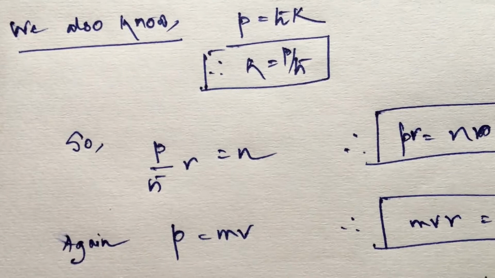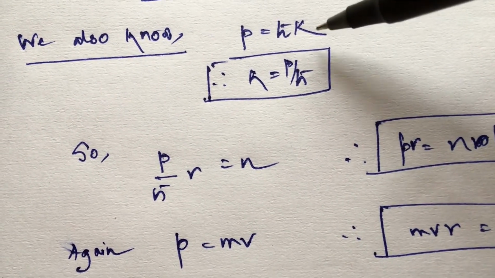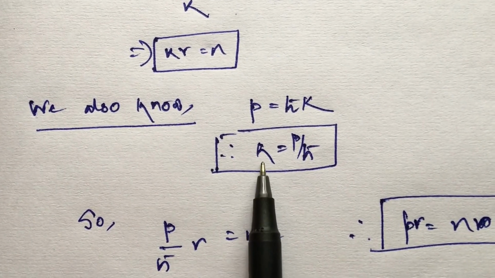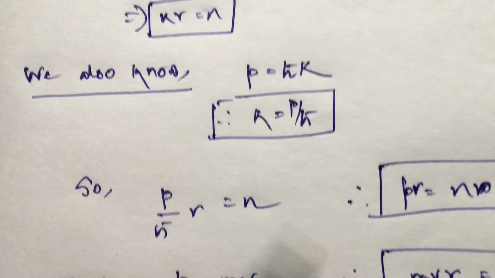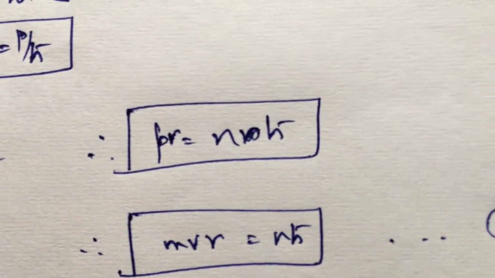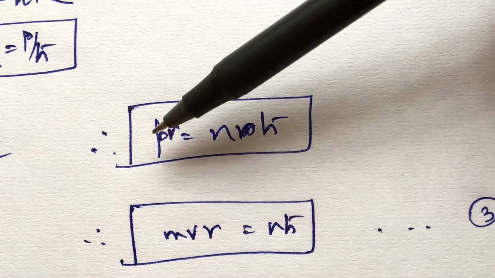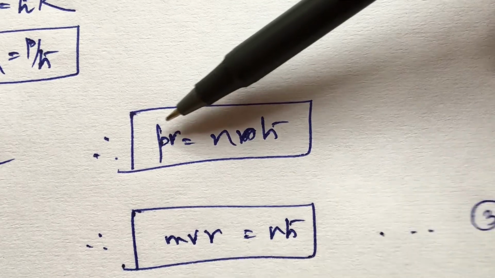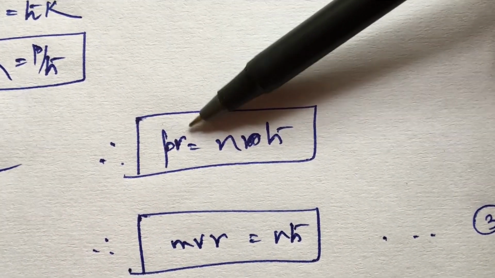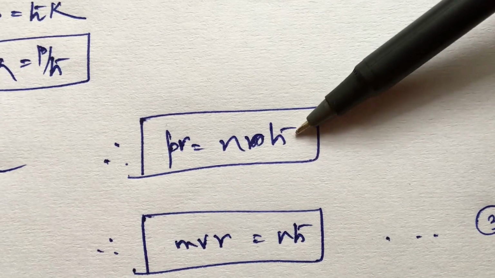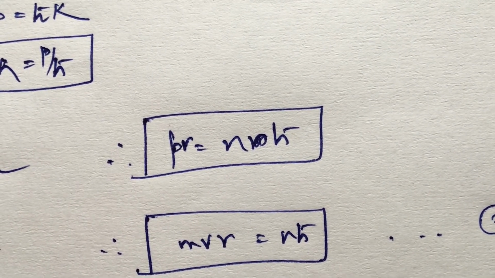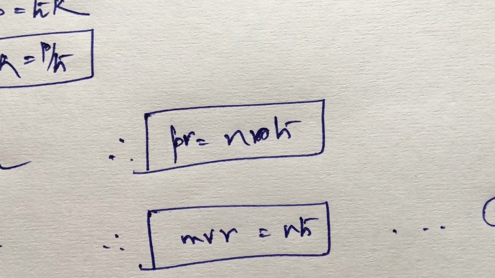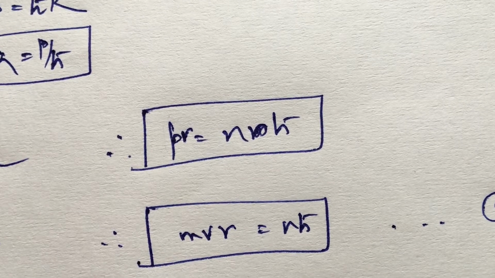We also know that p equal to h cross k, k is equal to p by h cross, which means if I substitute the value of k here, I will get quantization of momentum. So we have pr equal to n h cross. pr is nothing but the angular momentum. This is linear momentum into distance, which means this is angular momentum. So this also contains n, because h cross is a fixed constant, reduced Planck constant, h cross equal to h by twice pi. This relation tells me that angular momentum is also quantized.